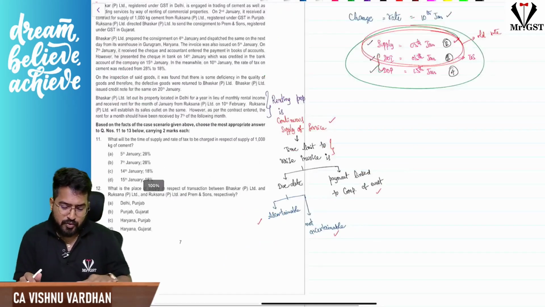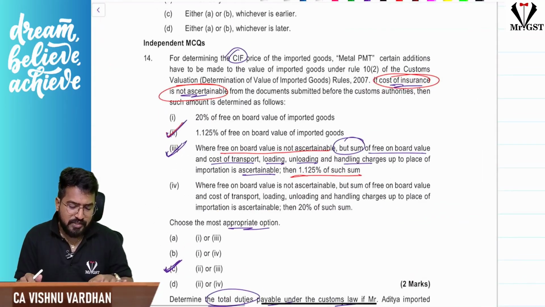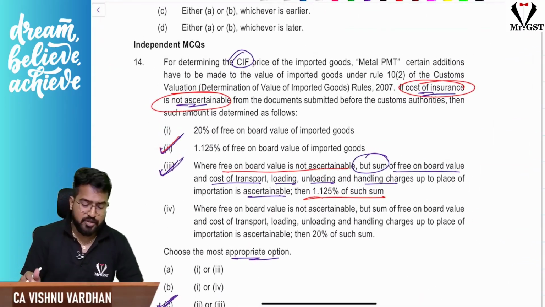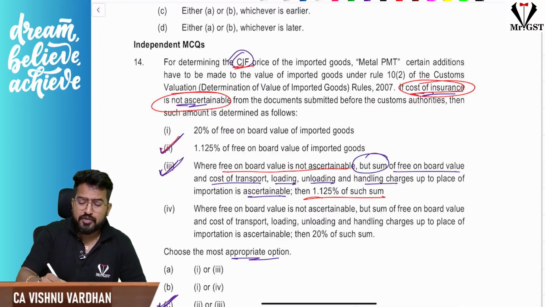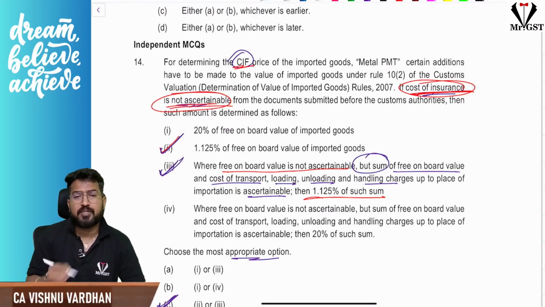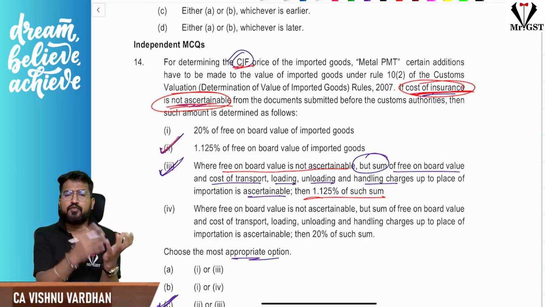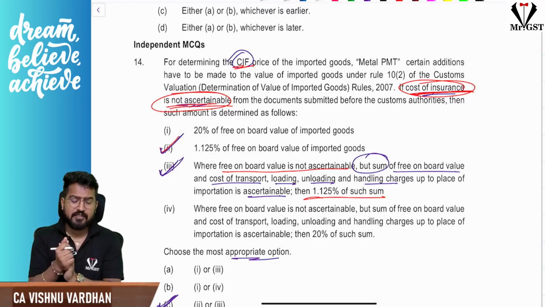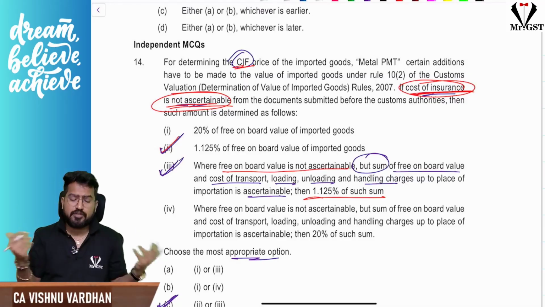Okay, so these are the points with respect to these case studies. And there are independent MCQs also. Both independent MCQs are regarding customs duty. For determining CIF value, if the cost of insurance is not given, not ascertainable, then what do we do? We take 1.125% of the FOB value. Sir, we don't have the FOB value also, we have the information combined together, FOB, transportation, etc. Then what should we do, sir? In such a case, on whatever lump sum figure is available, 1.125% will be charged as cost of insurance.